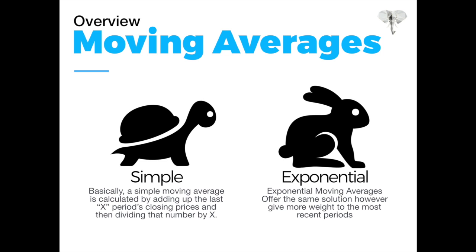So, for example, if we're on a 1 hour time frame, therefore one candle represents 1 hour, and the period that we have selected is 14, which is typically the default period for moving averages, it's going to take the previous 14 one-hour candles, the closing price of those candles, and divide it by that period, which is 14. Similarly, exponential moving averages offer the same solution, however, they give a little bit more weight to the recent periods, hence exponential.